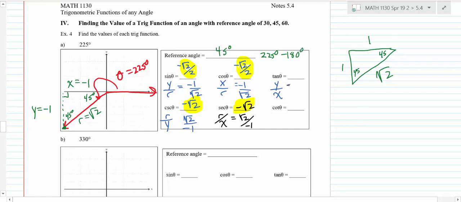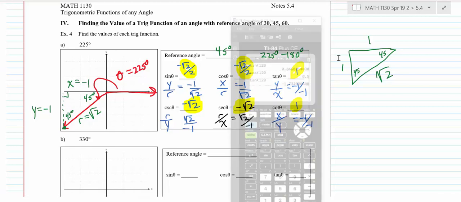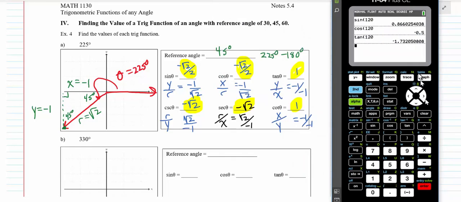Y is -1, x is -1, therefore that's 1. Cotangent is x over y, so it's the same answer, +1. So you can use a reference angle to figure this out. Now, all these things are checkable on a calculator. I'll just check one of these. If you do the tangent of 225 degrees on your calculator in degree mode, you get 1. So they're all checking and verifiable.